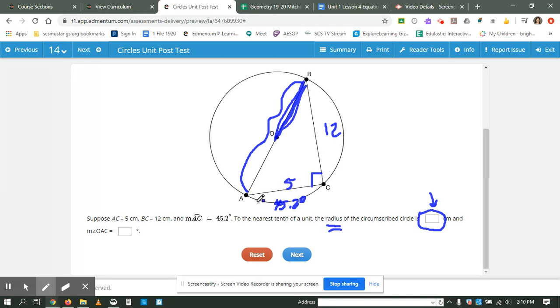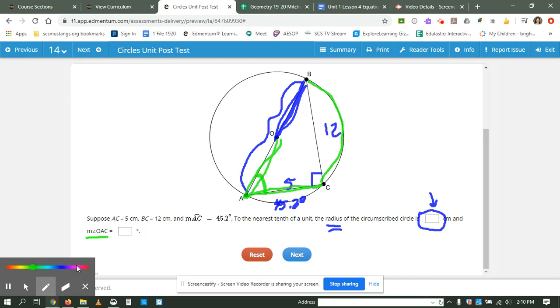And then the measure of angle OAC. So this is another, they want this angle. The closest thing related to that angle in this circle is going to be this arc right here. But they do give us this arc.